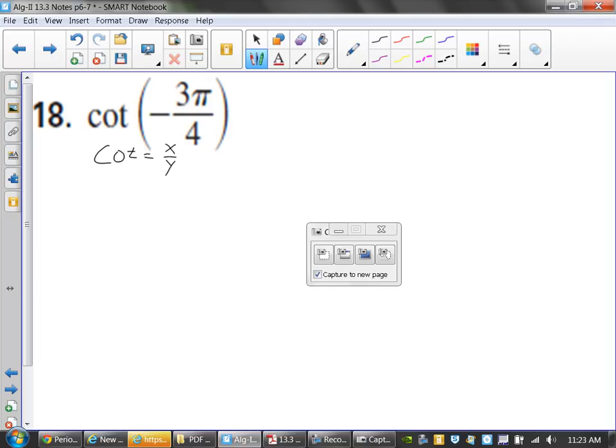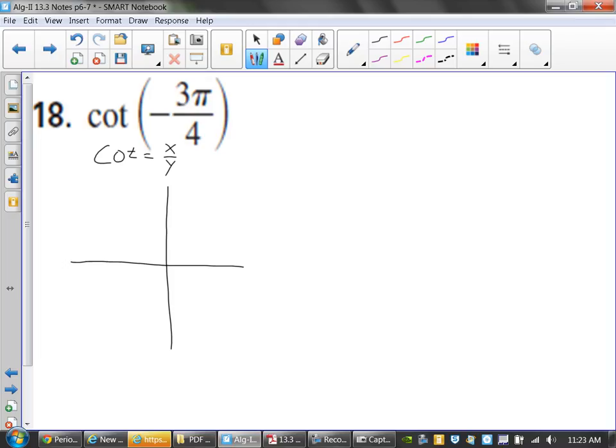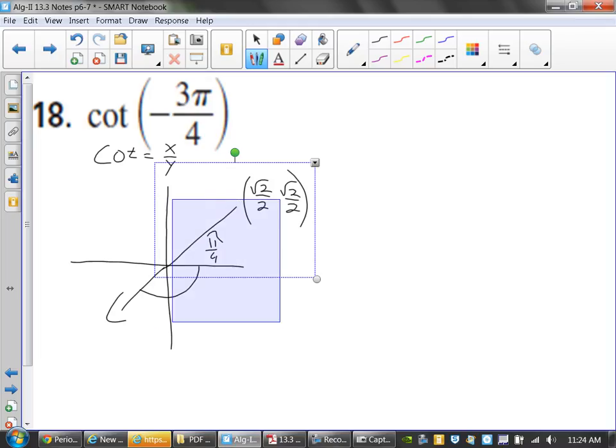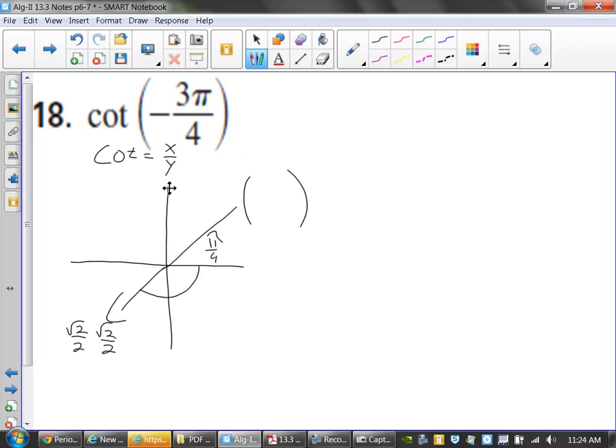Everybody okay with that? So if I go through my ordered pairs, first thing I'm going to do is find my reference angle for negative 3 pi over 4. What quadrant does that put us into? Third quadrant. Your reference angle is going to be pi over 4. Now, at pi over 4, what were the ordered pairs? Remember, it's the 45, 45, 90. They're both root 2 over 2, aren't they? So that means they're both going to be root 2 over 2, but they're negative.